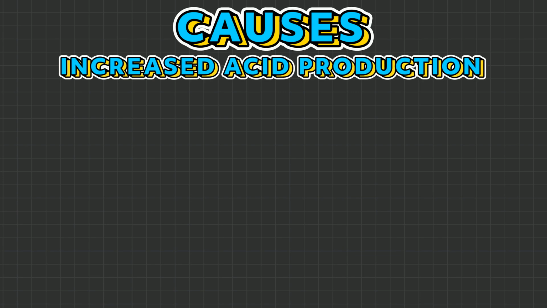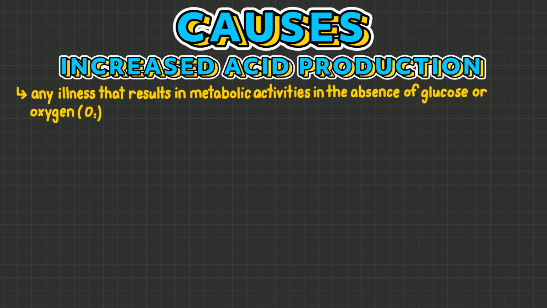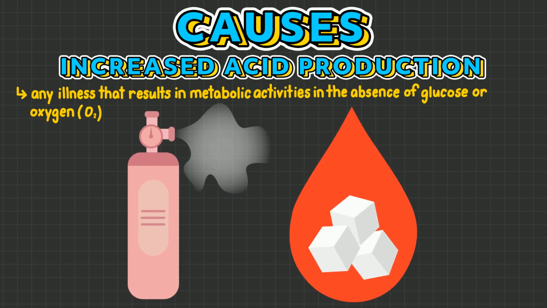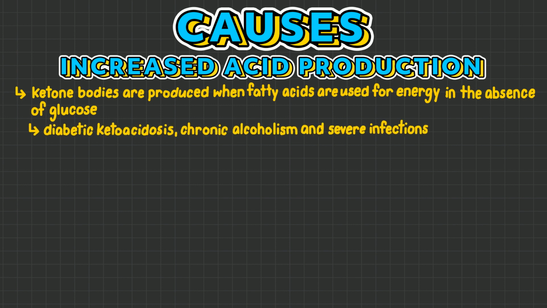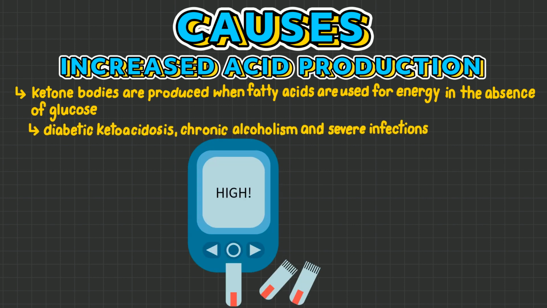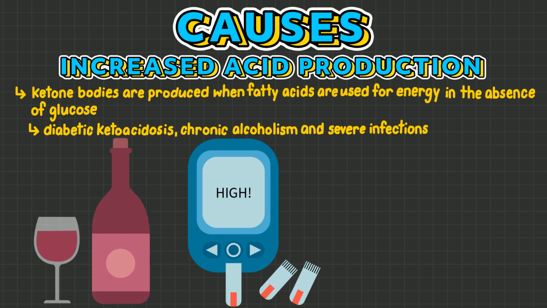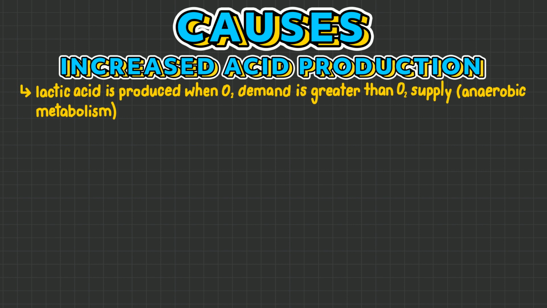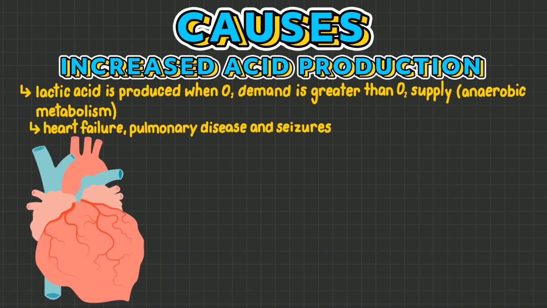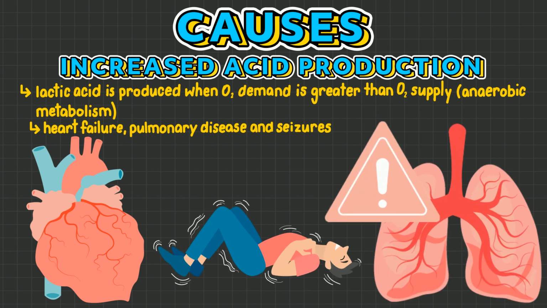Metabolic acidosis caused by increased acid production includes any illness that results in metabolic activities in the absence of glucose or oxygen. Ketone bodies are produced when the body turns to fatty acids for energy when glucose is exhausted. This includes diabetic ketoacidosis, chronic alcoholism, and severe infections. Lactic acid is produced when oxygen demand is greater than oxygen supply, resulting in anaerobic metabolism. This includes heart failure, pulmonary disease, and seizures.